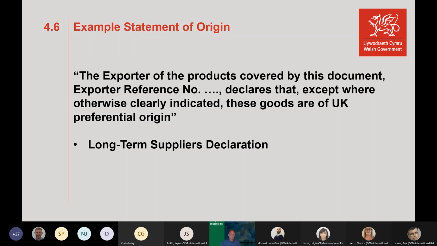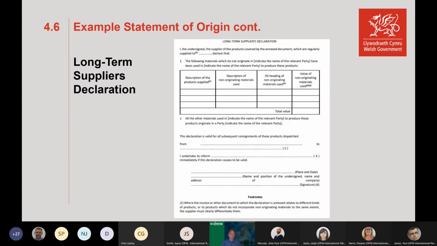The other thing you can do is to either provide or have a long-term supplier's declaration. This is your supplier, or you telling your customers that you supply to regularly, or you buy from regularly, that this is a declaration that covers all of our goods every time we supply them to you. And this is the template that's in the TCA.